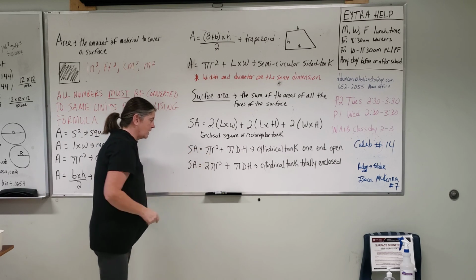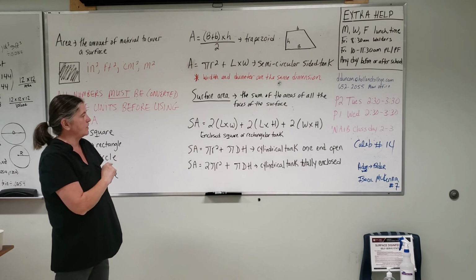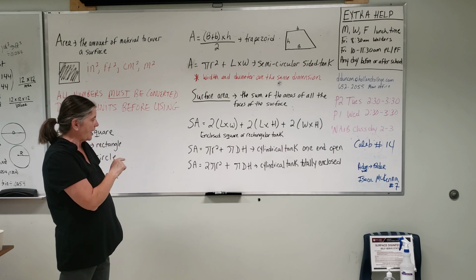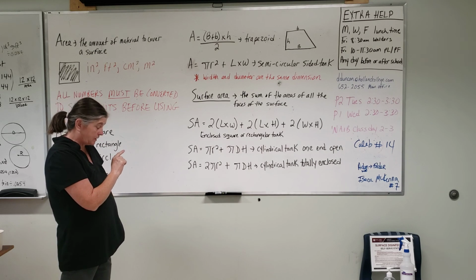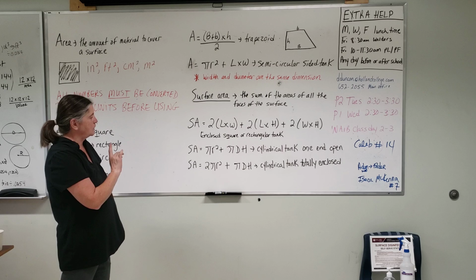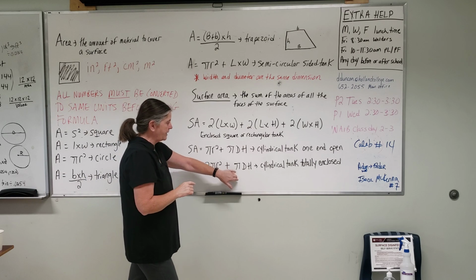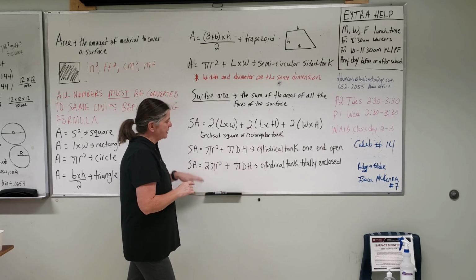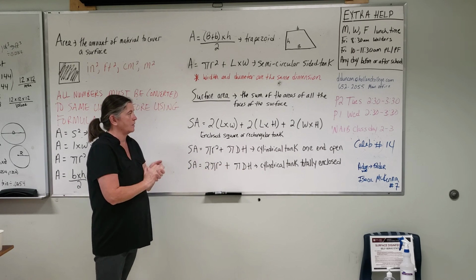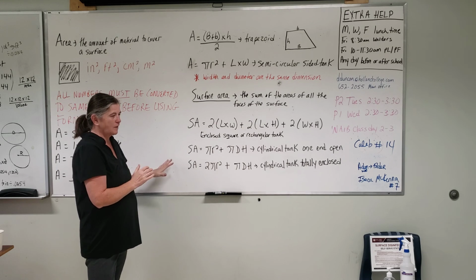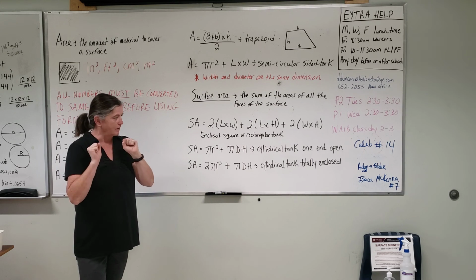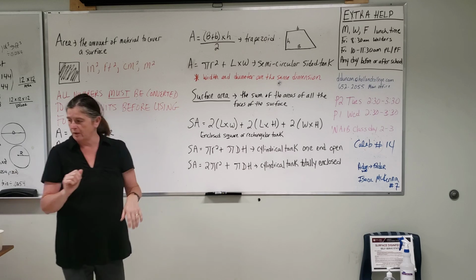Pi r squared plus pi times diameter times height. And the last one, a cylindrical tank totally enclosed. 2 times pi times radius times radius. You would write that number down. And then it would be pi times diameter times height. And then again, you would add those two together, okay? They look a little daunting, but if you slow down and convert your numbers first, you'll be okay.